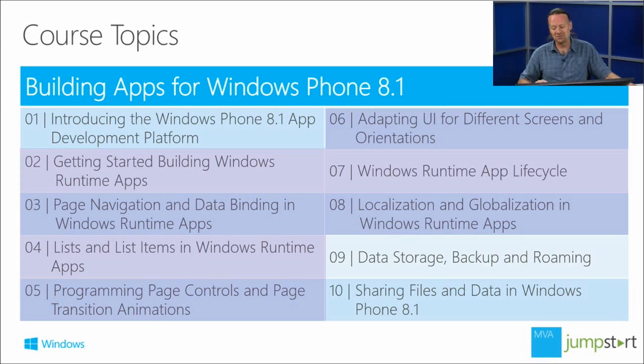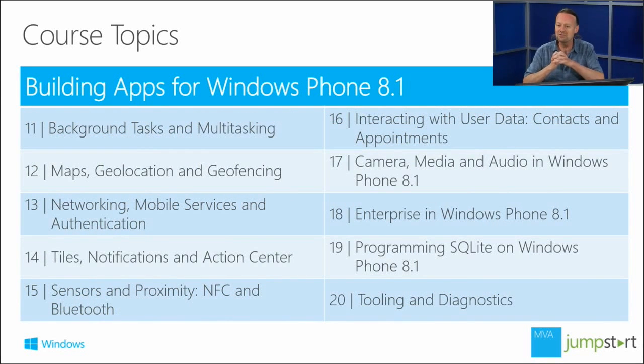So yeah, it's good. And then today, we've got loads of really cool stuff for you. We're going to start with a quick look at background tasks and multitasking. We then have another session on maps and geofencing. Then we're going to look at Azure Mobile Services and networking topics, tiles, notifications, and Action Center. That will take us up to lunch here in the Pacific Northwest. After that meal break, we're going to look at sensors and proximity. Proximity is loads of cool new stuff with NFC and Bluetooth LE, so that's a really nice session.